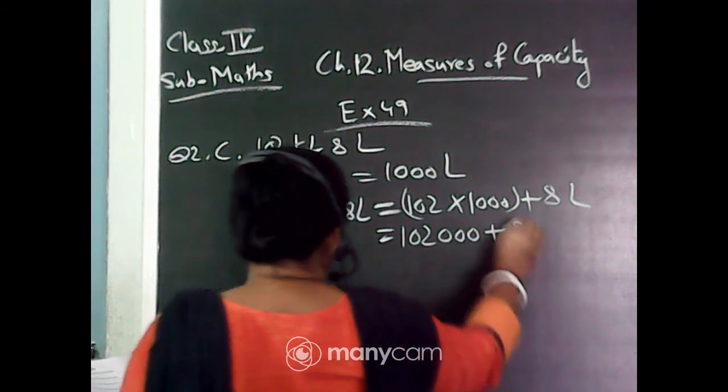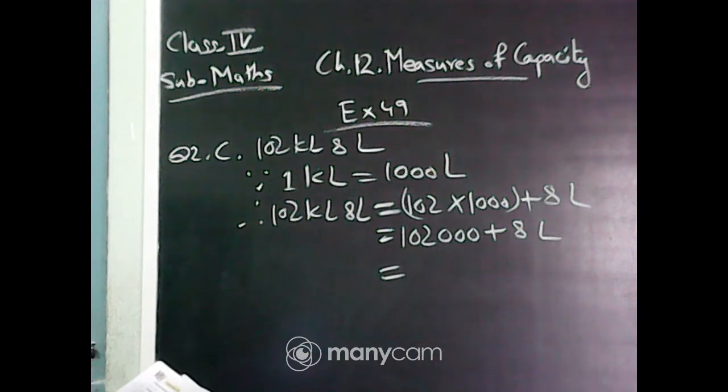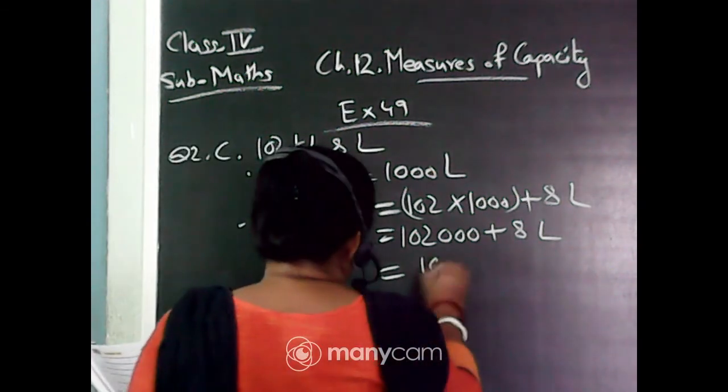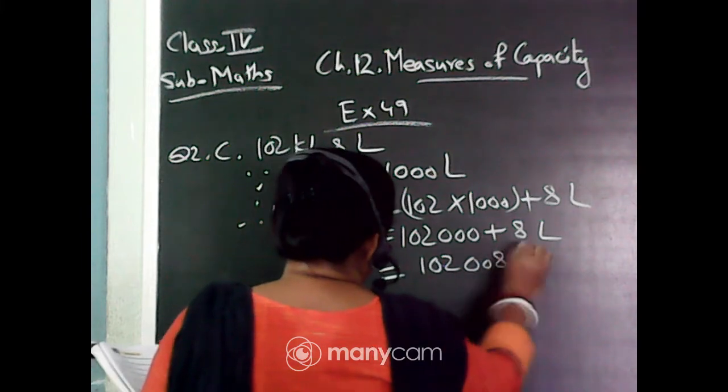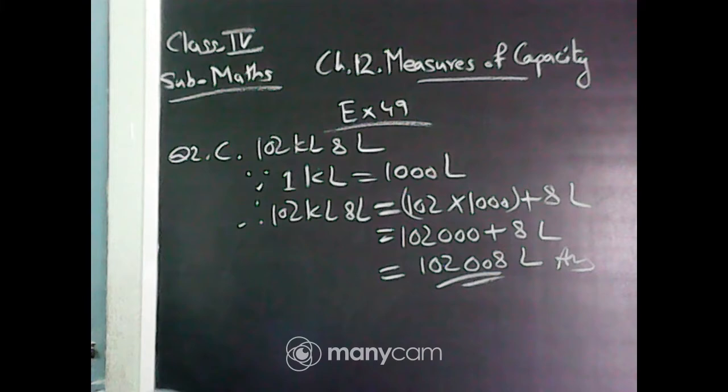This will be 102,000 plus 8 liter. After addition, not multiplication. After addition, it is exactly 102,008 liters. 102,008 liters is the answer. Isn't it?